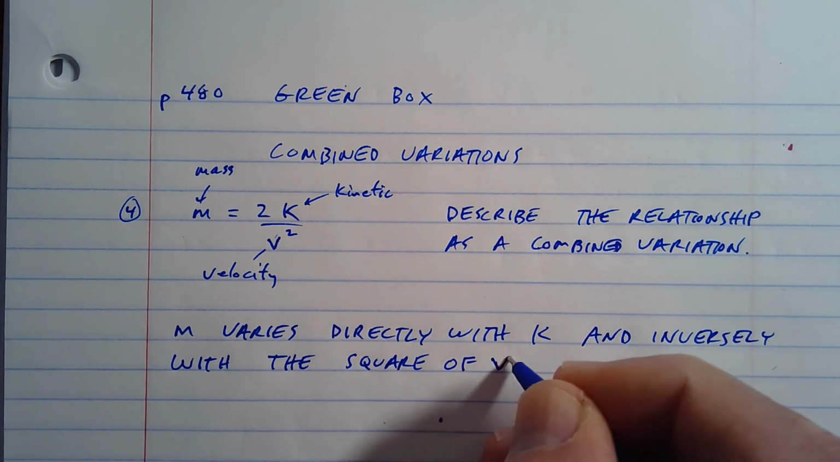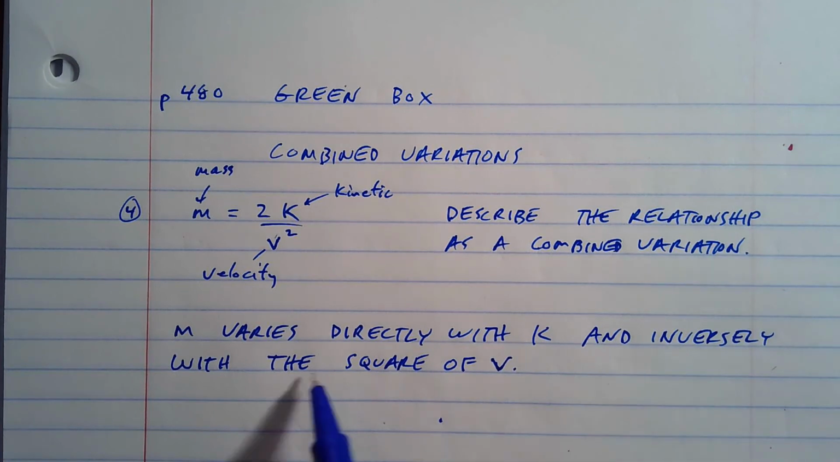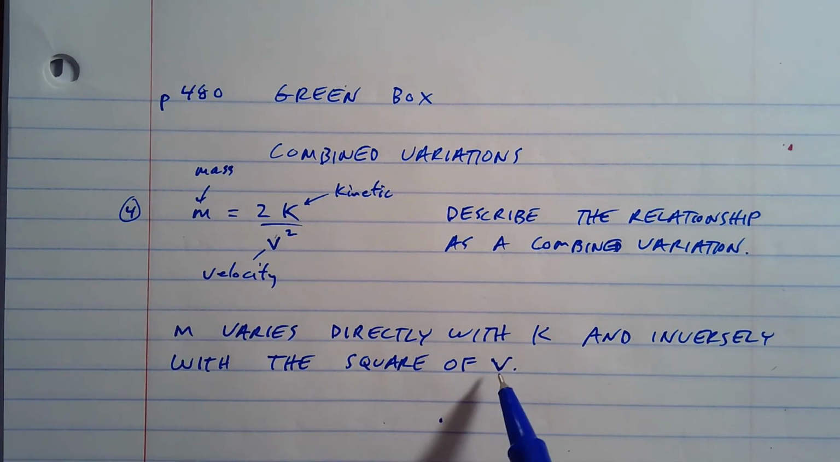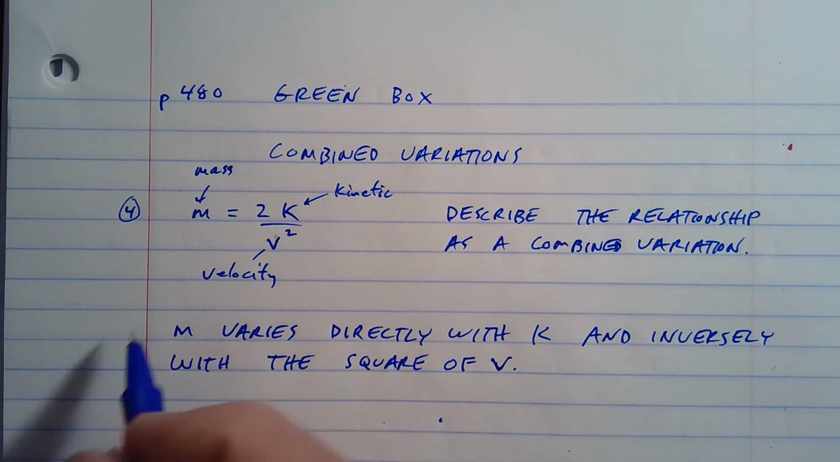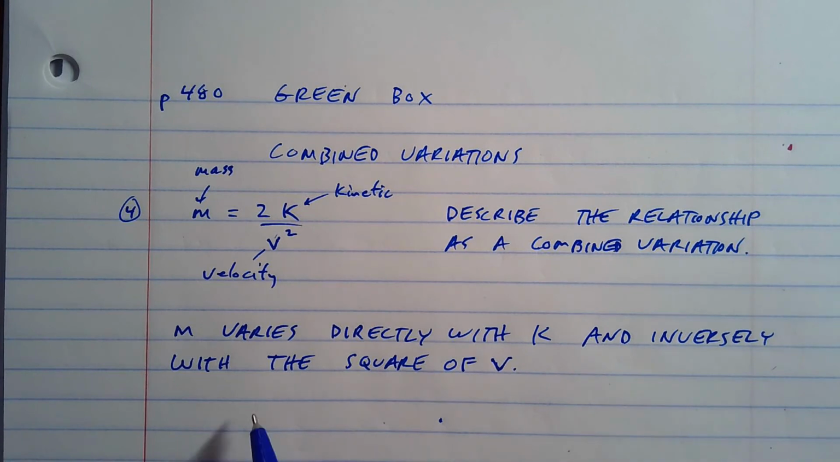And these don't have to be worded exactly, something to that effect. And inversely as the square of v. You can word it different ways, but that's the idea. Is, can you put this equation or formula into words using this varies directly, inversely, squaring, cubing, all the different variations that you'll see.